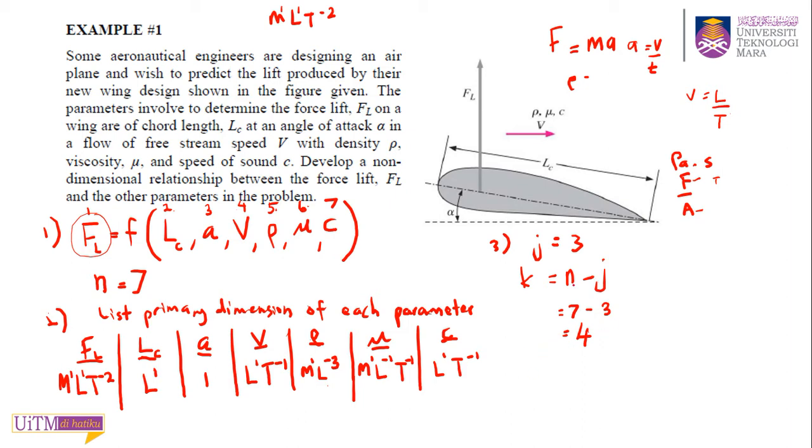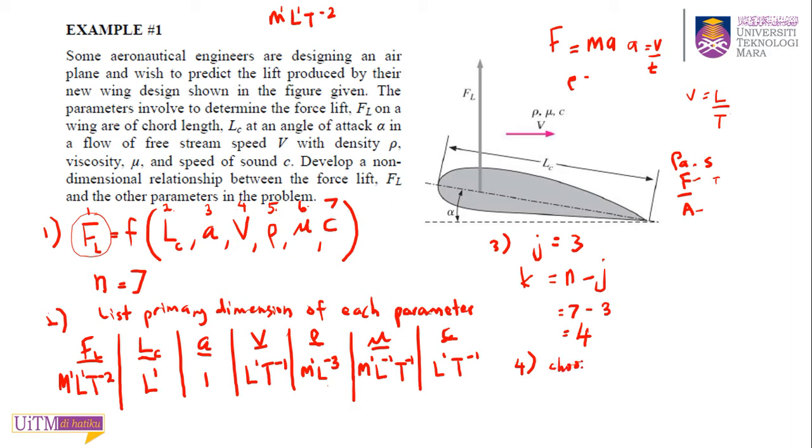Okay, so you have N equal to 7, J equal to 3, M, L, T. So that's why J is 3. So 7 minus 3 is 4. So you will expect to generate 4 pi in this equation. Okay, the fourth step is that you need to choose the repeating variables.